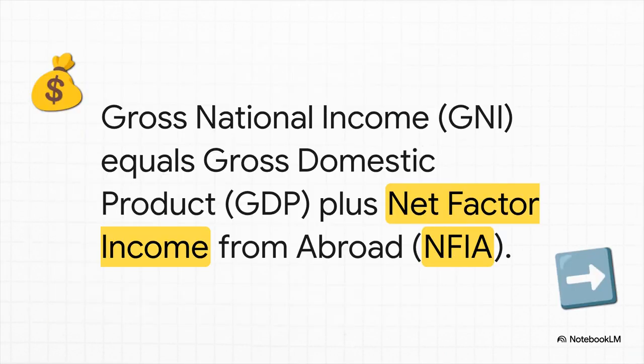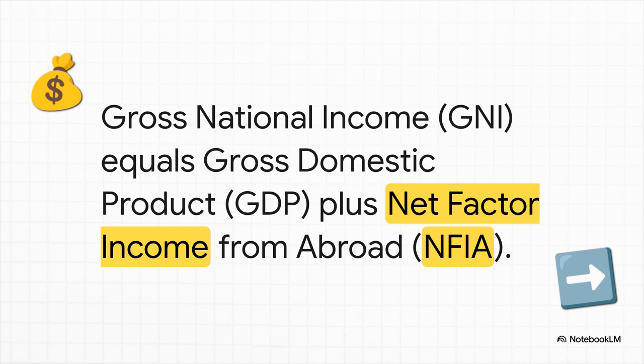Now, this is a really important step. When you take the GDP and add this net income from foreign assets, you get a totally different number, gross national income, or GNI. And this is a huge deal because GNI tells you the total income earned by a nation's people, no matter where in the world they earned it.